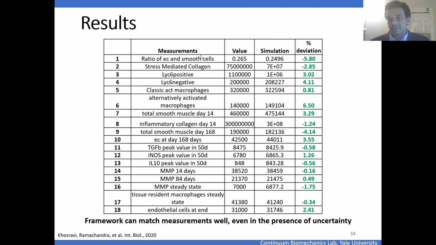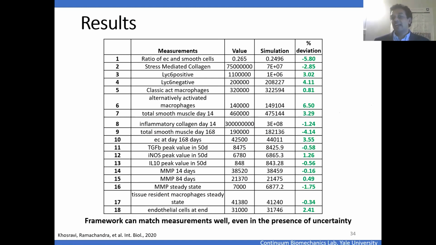So we had a bunch of measurements, some literature experiments from the clinic, etc. And these are predictions from the simulations. And you can see that the estimation framework does a fairly good job estimating or reproducing these results, matching them within error. They're all within 10%.